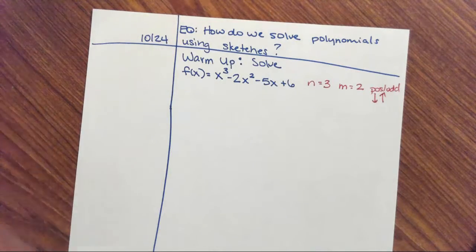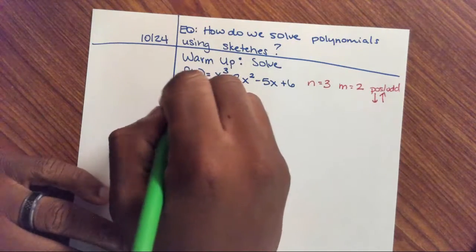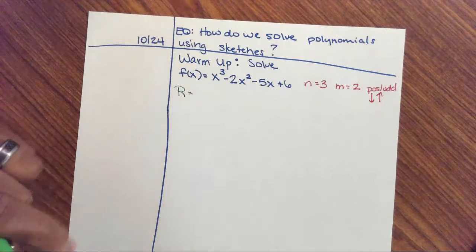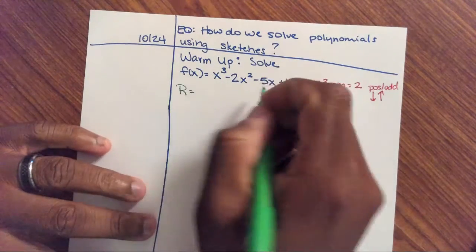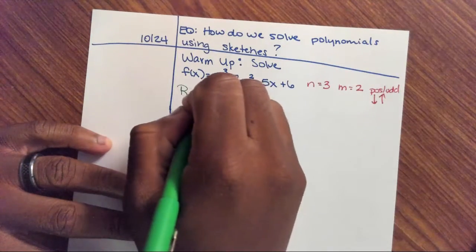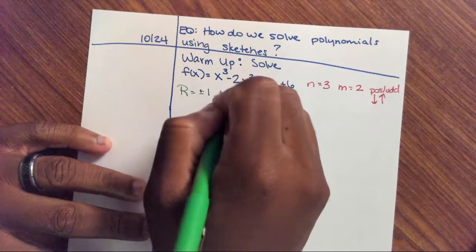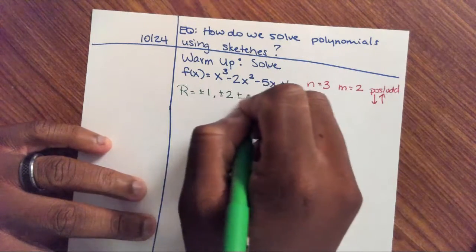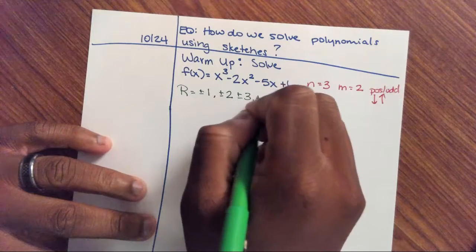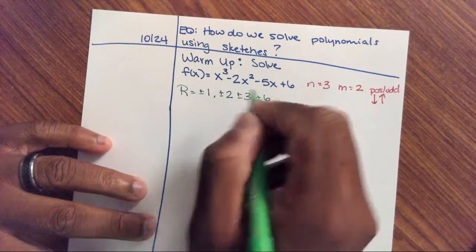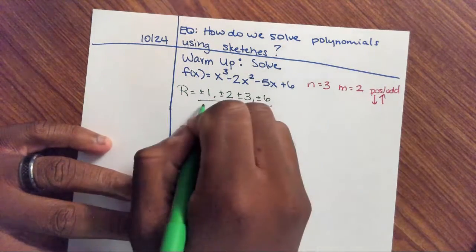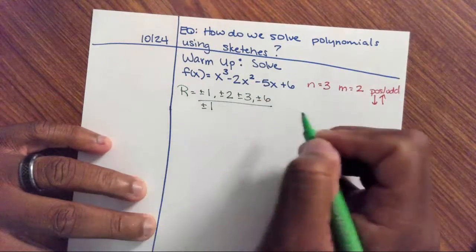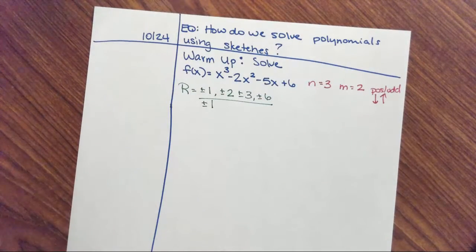So what is r equal to here? How do you find r again? What do you look at? So factors of the last number are what? Plus or minus 1, plus or minus 2, plus or minus 3, and plus or minus 6. And we're going to divide all those by plus or minus 1. So it's just the numbers at the top, right?